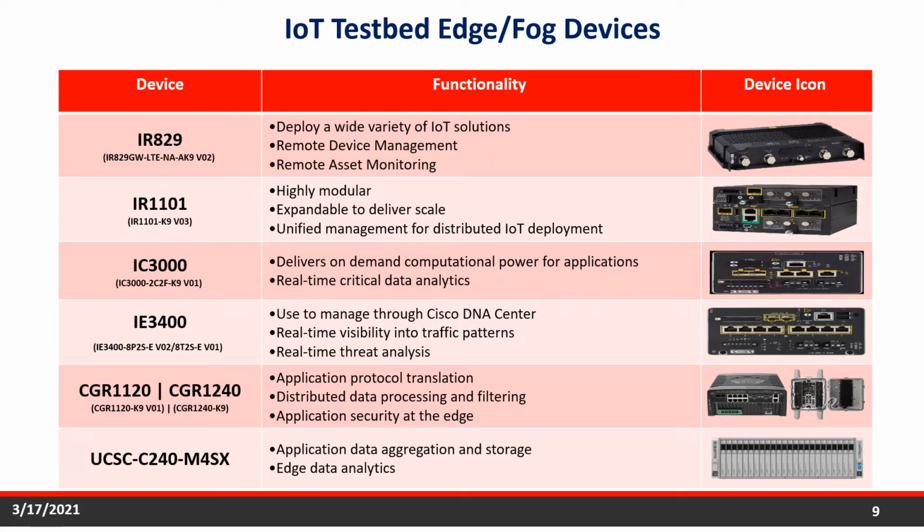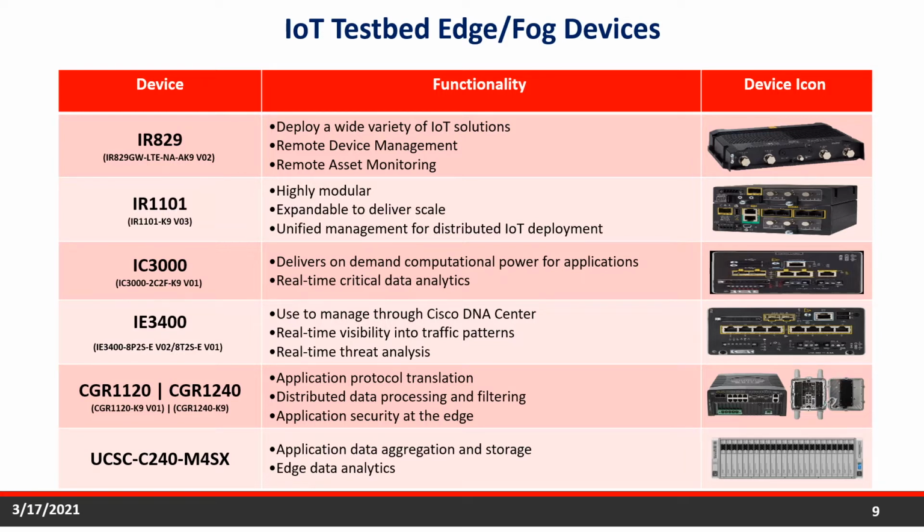IoT testbed Cisco devices in the edge and fog layers are shown in this table. The first 5 devices are used in the edge layer and the last one is used in the fog layer. Starting from the industrial router, IR829 is used to deploy a wide variety of IoT solutions based on applications. This device is capable of doing asset monitoring and device management.